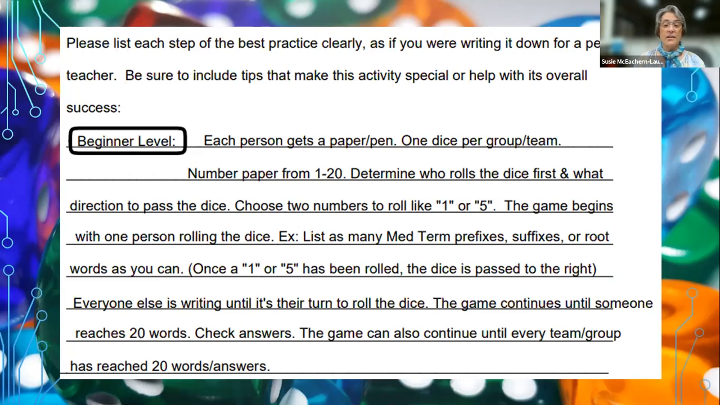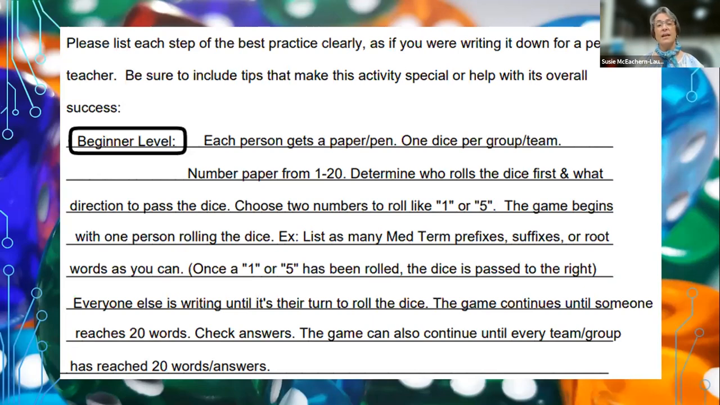So this goes on until either, you predetermine, one person comes up with 20 answers, or the whole team comes up with 20 answers. So the game continues that way. And you can check the answers if you want to check for accuracy. So it's just a really fun way to do terms.